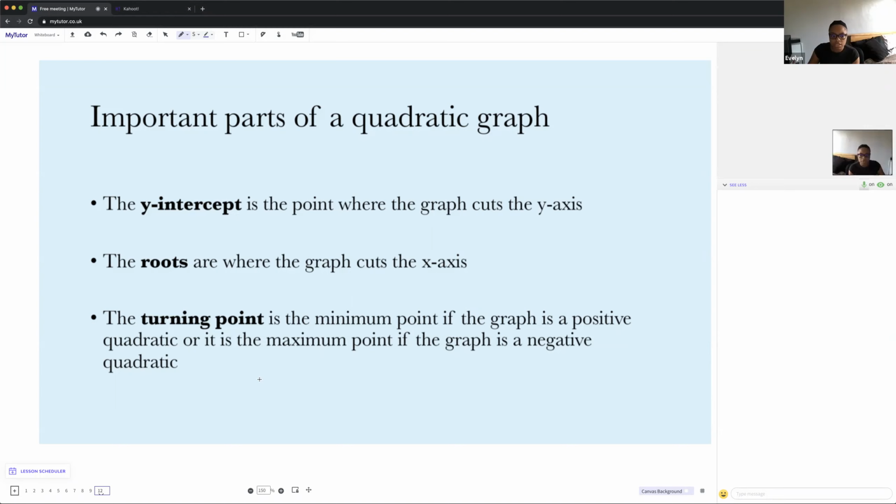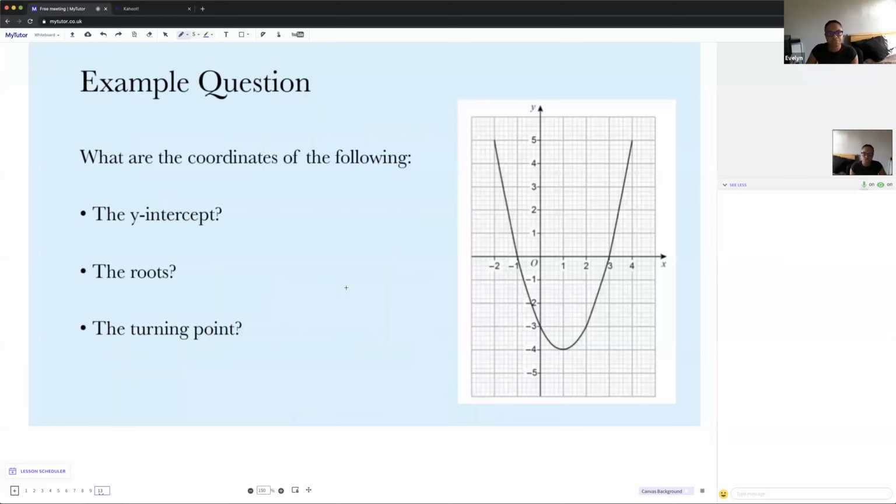So remember, if it's a positive quadratic graph, it looks like this. So your turning point would be this point right here. And if it's a negative graph, it looks like this. So your turning point would be this point here, the maximum point. So either the minimum point or the maximum point. That's what a turning point is. So literally where the curve sort of turns or changes direction.